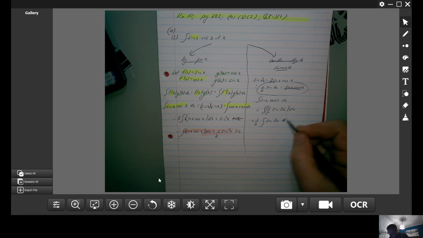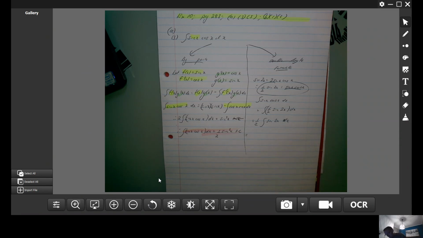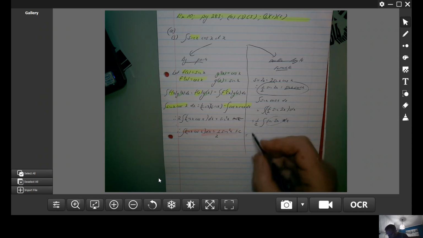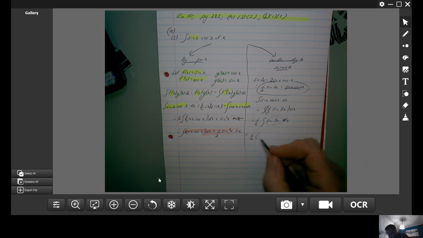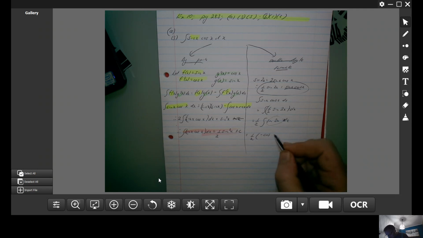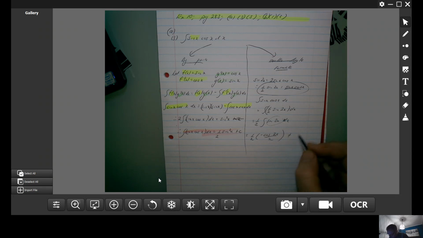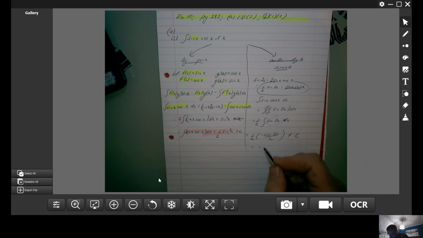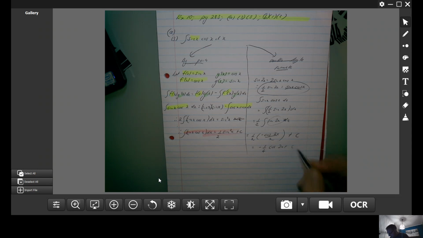Half the integral of sine 2x with respect to x, which is equal to, well, what I have to differentiate to get to sine 2x, okay, the integral of sine 2x is a half. I have to have negative cos 2x divided by 2 plus a constant. And you're going to have negative a quarter cos 2x plus a constant.